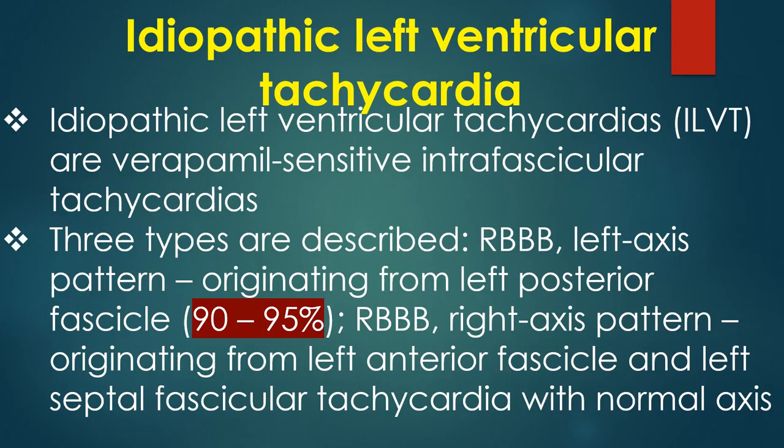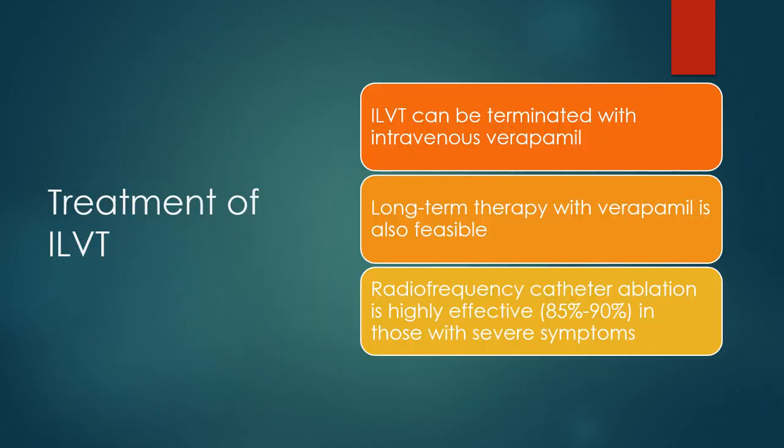Idiopathic left ventricular tachycardias are verapamil sensitive fascicular tachycardias. Three types are described: RBBB left axis pattern originating from the left posterior fascicle, RBBB right axis pattern originating from the left anterior fascicle, and left fascicular tachycardia with normal axis. ILVT can be terminated with intravenous verapamil. Long-term therapy with verapamil is also feasible. Radiofrequency catheter ablation is highly effective in those with severe symptoms.